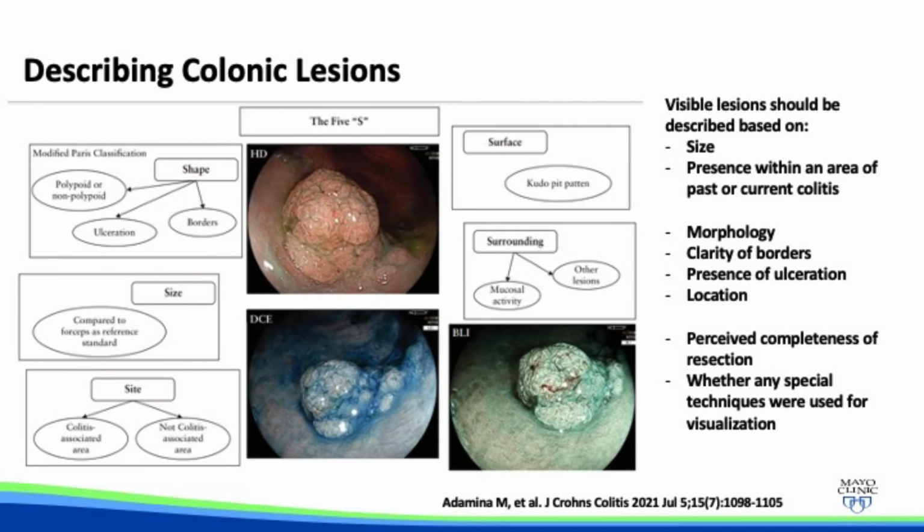This slide goes over one way of describing colonic lesions. They talk about the 5 S's. Visible lesions should be described based on their size, whether they're in an area of active inflammation, what their morphology is, whether the border is clear, whether there is ulceration, and then include in your report how you resected the lesion.